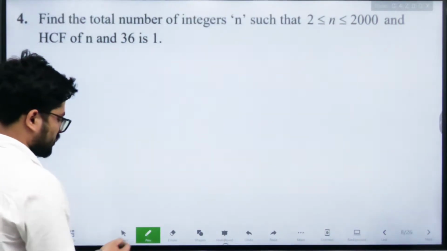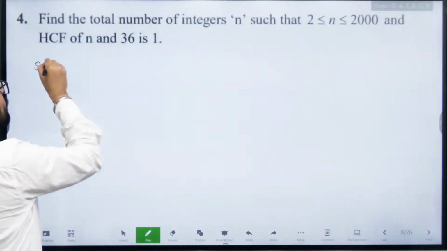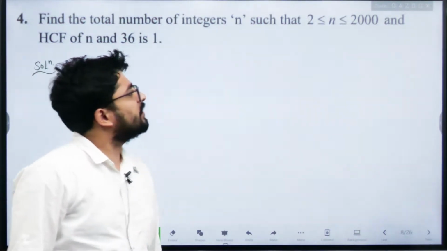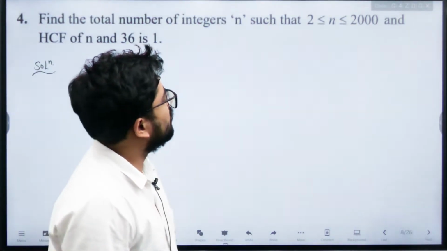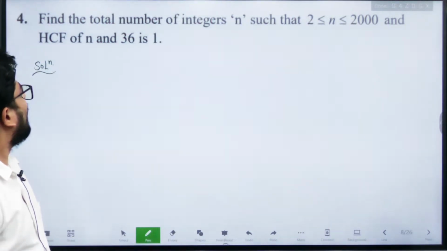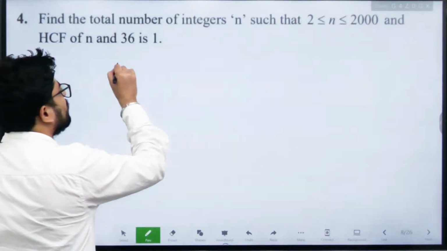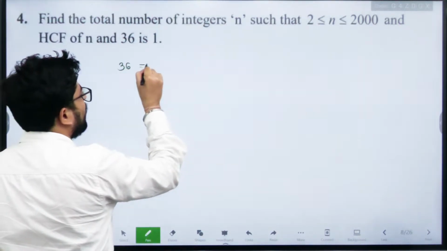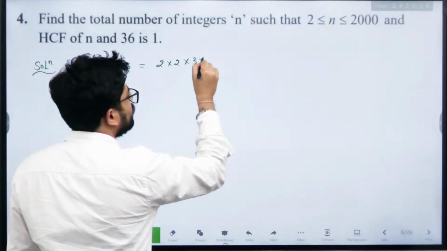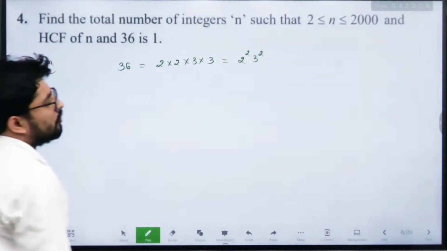Next question is, find the total number of integers n such that n lies between 2 to 2000. You can take both the values 2 and 2000 also, and HCF of n and 36 is 1. So if you find the prime factorization of 36, 2 2s are 4, 4 3s are 12, 12 3s are 36. So that is 2 power 2, 3 power 2.